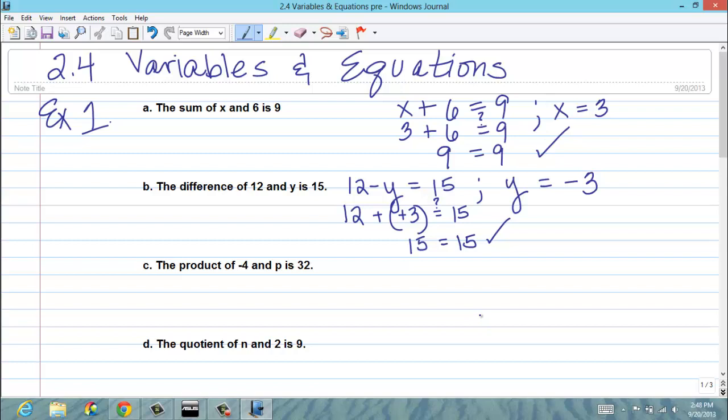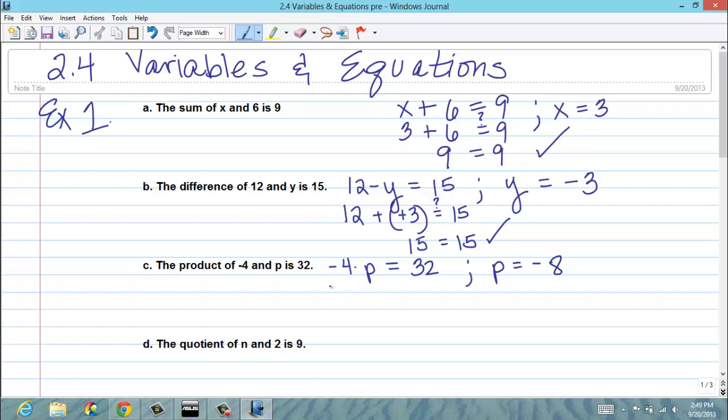The product of negative 4 and p is 32. Product suggests multiplication. So the product of negative 4 and p is 32. There's our equation. Let's use mental math. What times negative 4 would give us a positive 32? Why is it not a negative 32? What was p to cause this to be positive? It must be a negative number itself. Alright, so a negative times a negative is a positive. So we know that it's negative. What times 4 gives us 32? That should be 8. So p is negative 8.